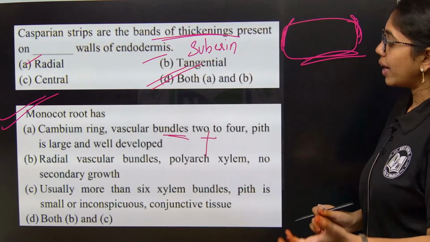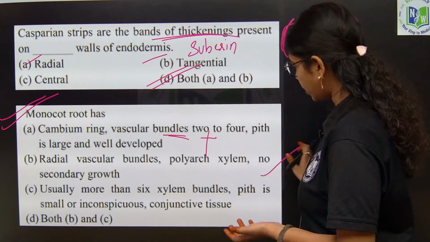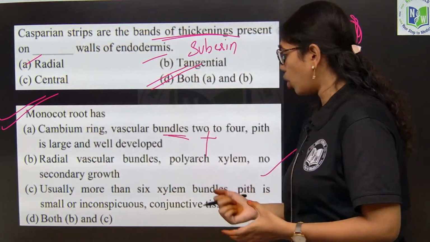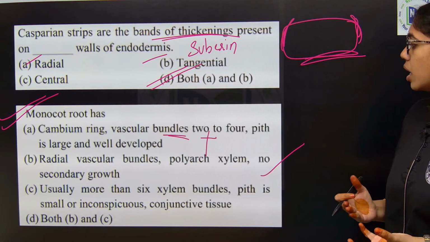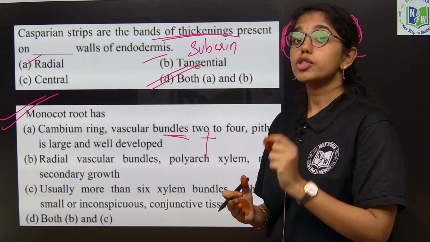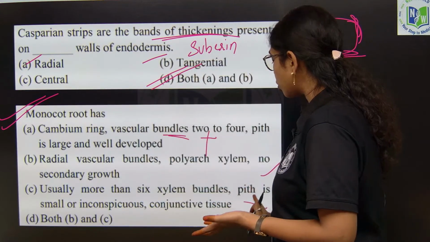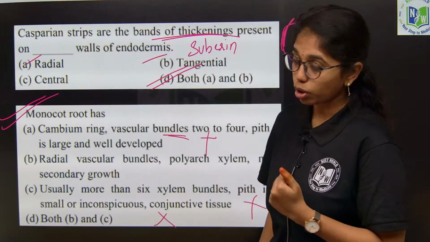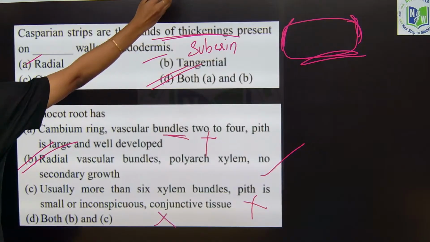Option B you see: radial vascular bundles, polyarch xylem, no secondary growth. Yes, no secondary growth and polyarch xylem is observed, and usually more than 6 xylem bundles. Pith is small and inconspicuous. Conjunctive tissue, pith will be broad and large, not small and inconspicuous. Small and inconspicuous pith you will observe in dicot root, not in monocot root. So, option C goes wrong here, and of course, options C and D are not correct with respect to monocot root. So, here we have to go with option B. Option B is the right answer. Next question.